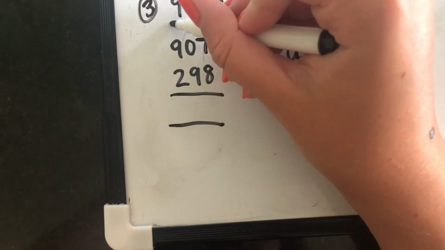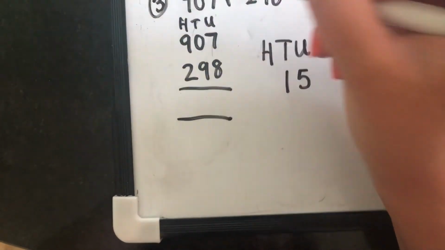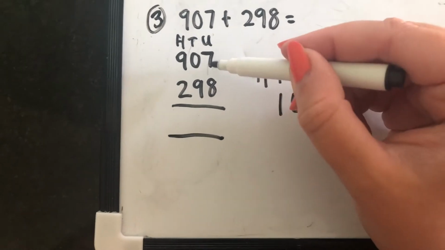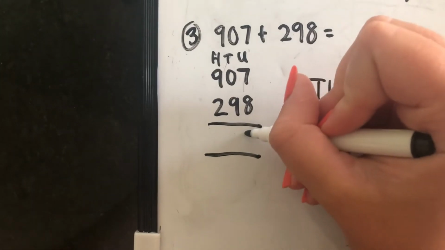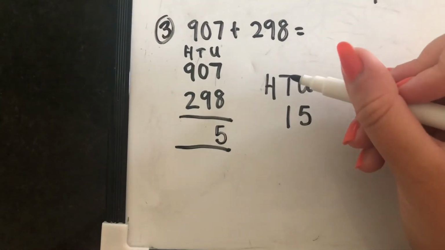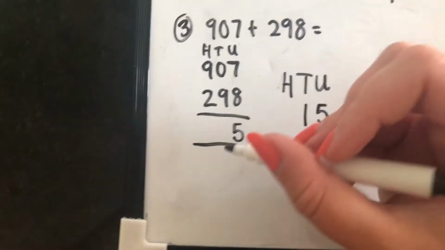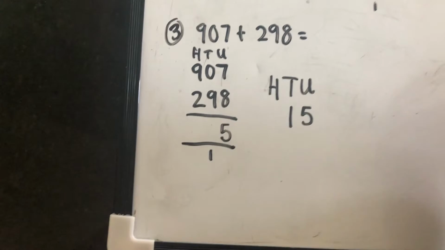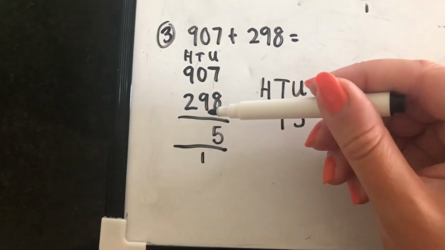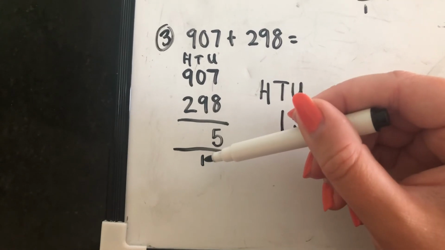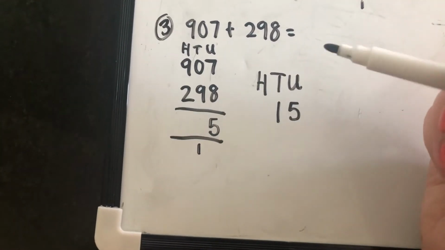So let's write our hundreds, tens, units. So our 5 is in our units. So we're going to write the 5 in the units column. And then the 1 here in the tens, we're going to carry over into the tens column to remind ourselves to add that up later. So 9 tens add 1 ten is how many tens?